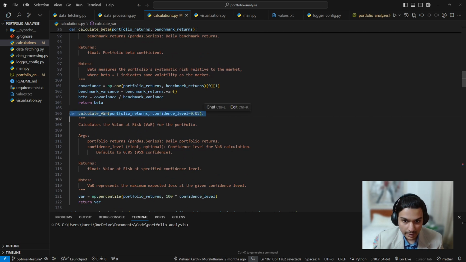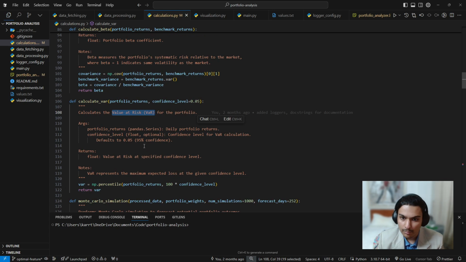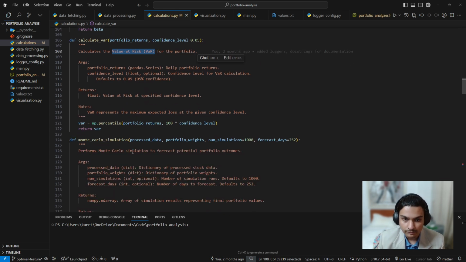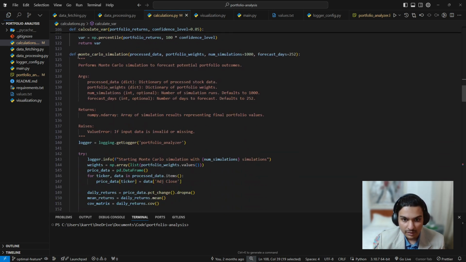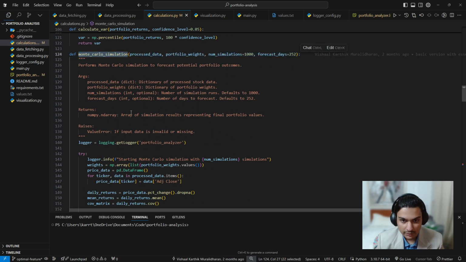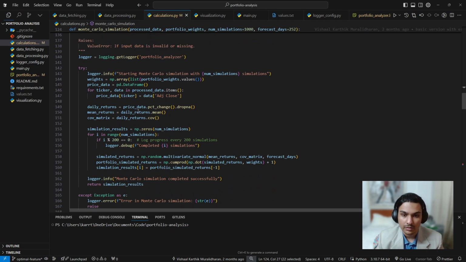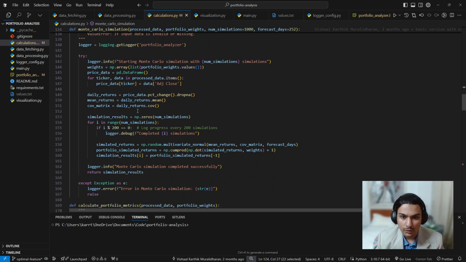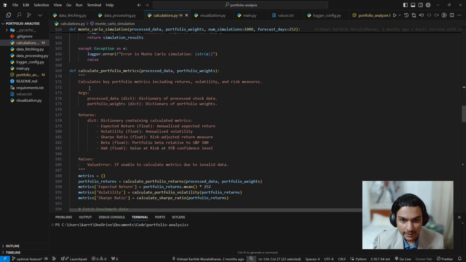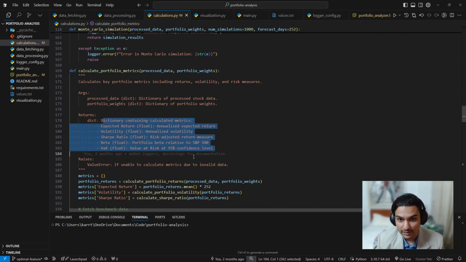VaR is value at risk. It represents the maximum expected loss under normal market conditions. And this function right here runs the Monte Carlo simulation. It runs simulations to forecast future performance, providing a probabilistic view of future possible outcomes, helping assess risk tolerance and all. This one aggregates key statistics from functions we discussed before, like a summary generator.